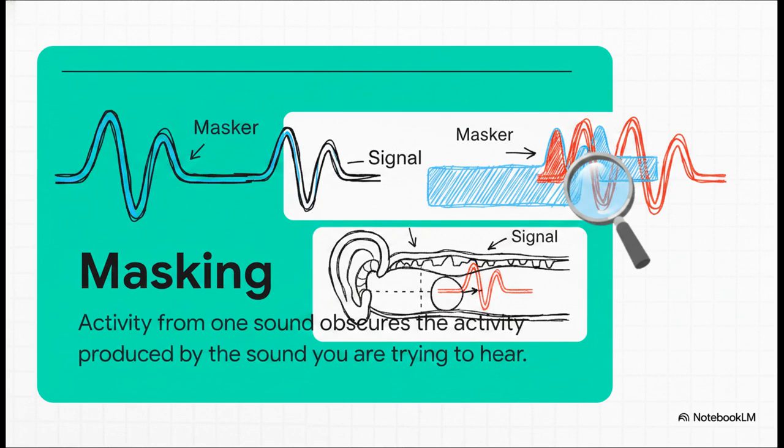If the masker and the signal are, say, really far apart in frequency, well, that masker needs to be incredibly loud to hide the signal. But if they're close together, if they're actively competing for the exact same spot on the basilar membrane, in that case, a masker only needs to be a tiny bit louder to completely obscure your signal.